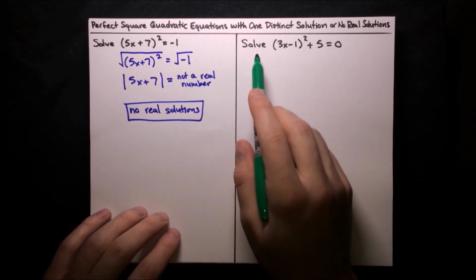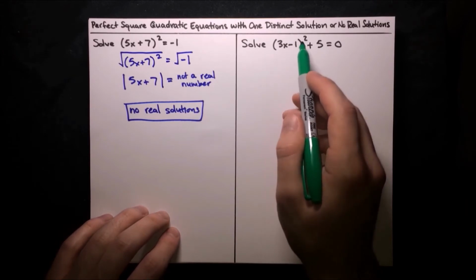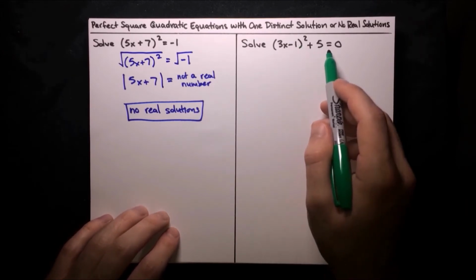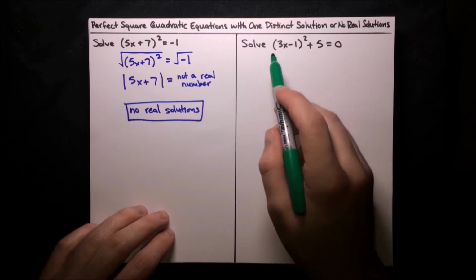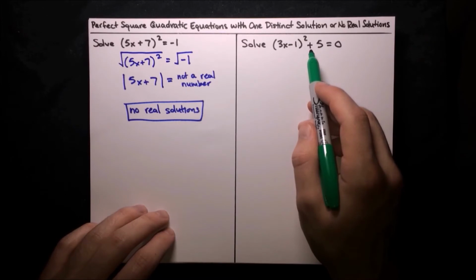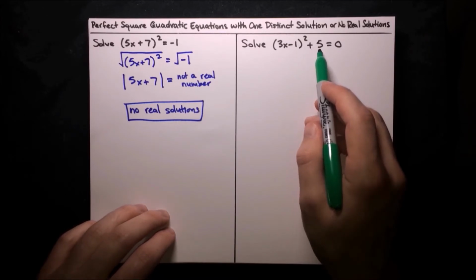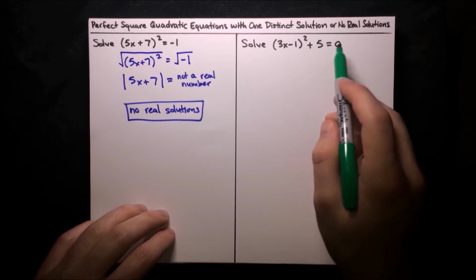Alright, on to the next example. So we want to solve this equation, the quantity 3x minus 1 squared plus 5 equals 0. This equation is a bit more difficult because now we have the squared quantity along with another constant on the left-hand side. But that's okay, because we can just move that constant, the plus 5 on the left-hand side. We can subtract 5 to move that to the right-hand side.